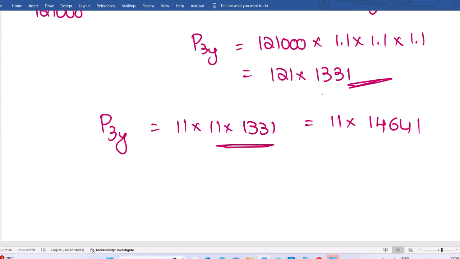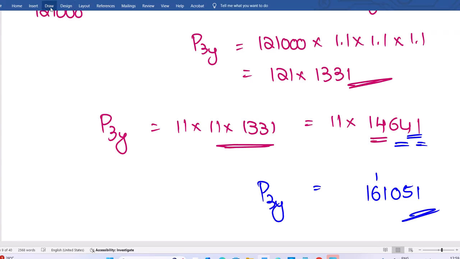Then again 11 into 14,641. How to do it is, first write 1. We have to write from the right end first of all. So let's take it from the right end and go to the left side. Right end is 1. First we'll take 1. Fine. Then 1 plus 4 is 5. Then 6 plus 4, 10, 0, 1 carry. Again 4 plus 6 is 10. Already 1 carry, we'll get 11, so 1. So here 1 plus 4, 5, with that 1 carry, 6, again 1. So this is the population after 3 years. So the difference between 1 lakh and this one is 61,051. So the answer is 61,051.